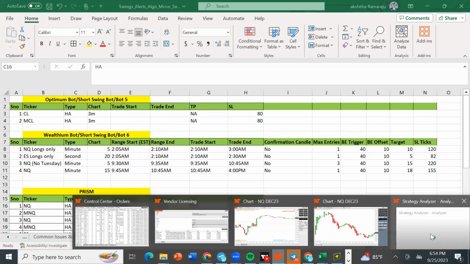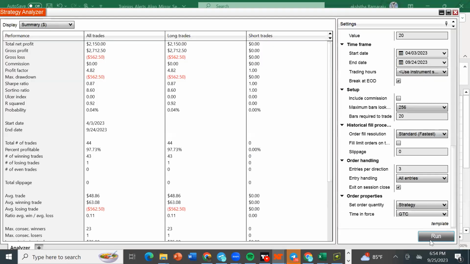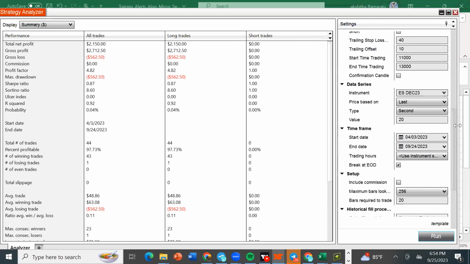It's still running. Okay, finally, you can see 97.73%. We ran for April to September using normal candles. So we made approximately 2150. That is with only one quantity. If you increase the quantity, your profit will increase. Only one losing trade, with 43 winning trades.